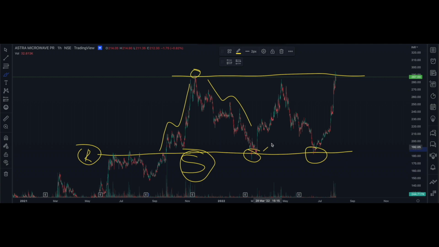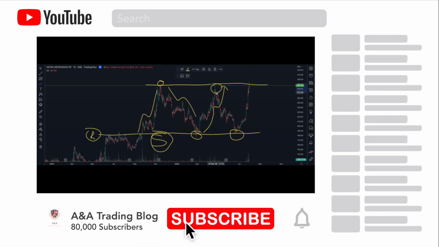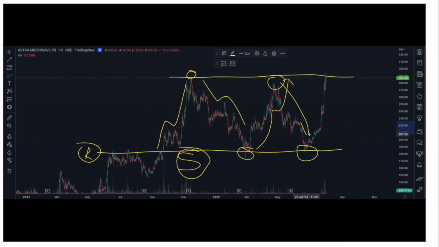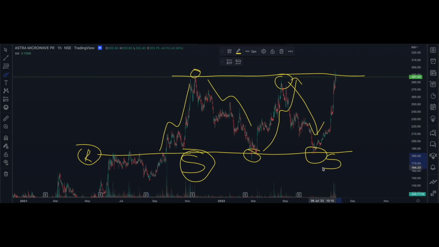Now when the stock price goes up again, people will start booking profits here. In the stock market, emotion plays a very important role. Now when the stock price started coming down, again it took support at this level. People thought the stock price is low, so they started buying the stock.